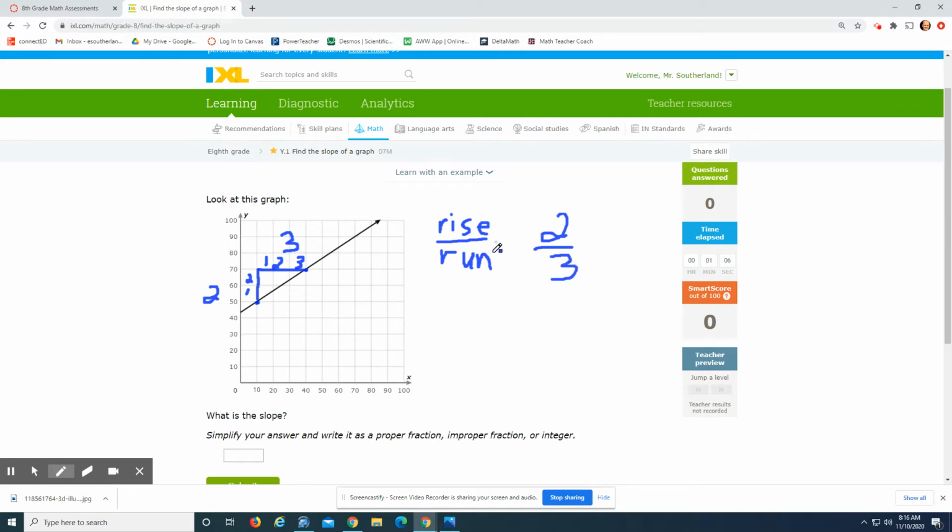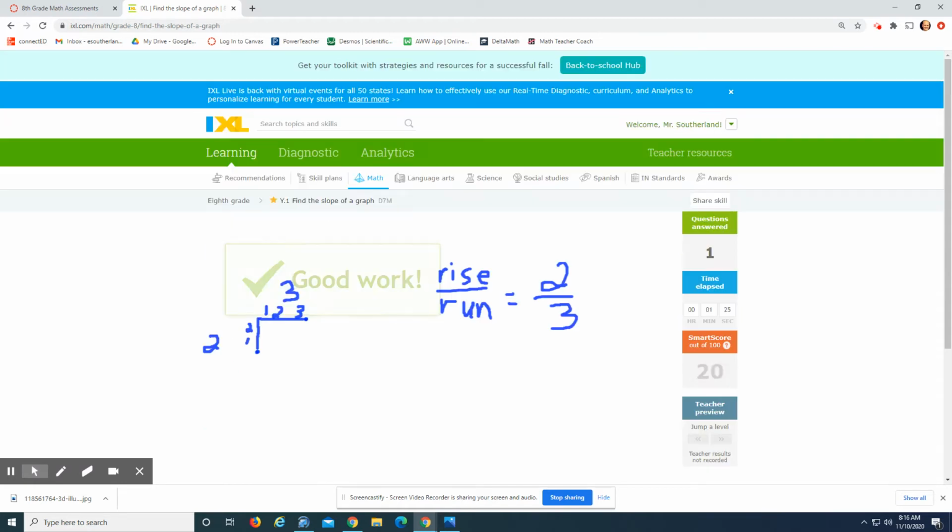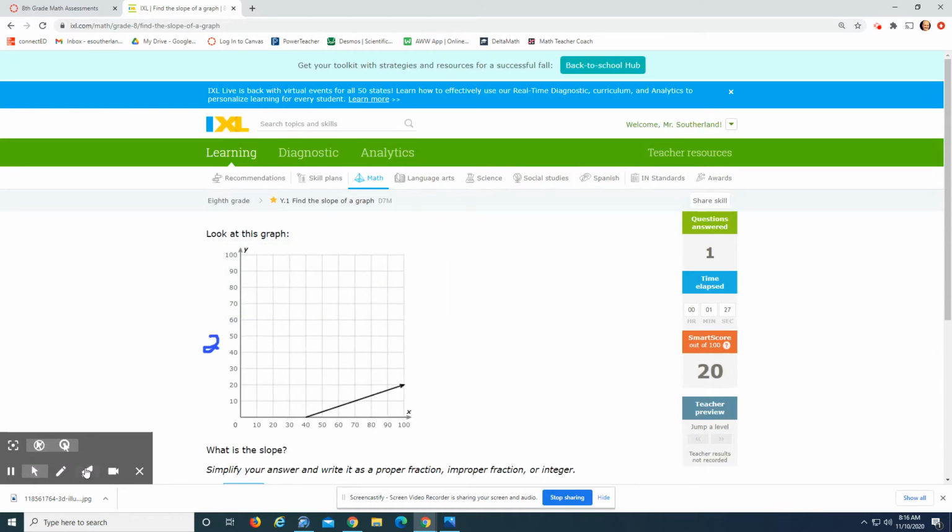Sometimes it's tricky to tell how I know if it's positive or negative. Just like you read a book, you start on the left side of the page and follow the line going to the right. If you're going up the graph, it's positive. If you end up going down the graph, it's negative. So then we type in 2 over 3. There we go, we're all taken care of.